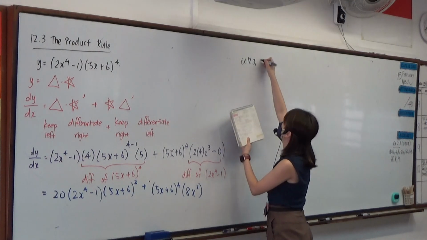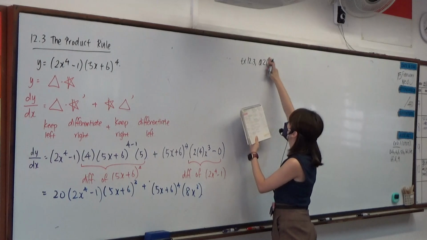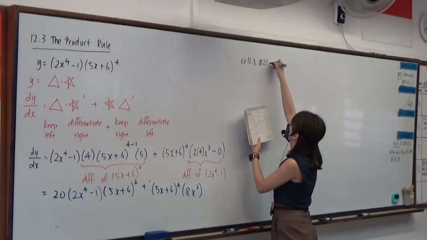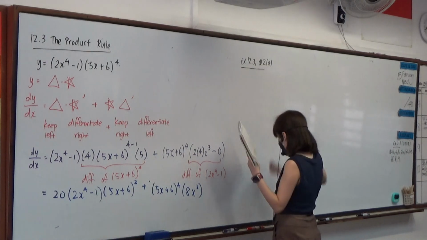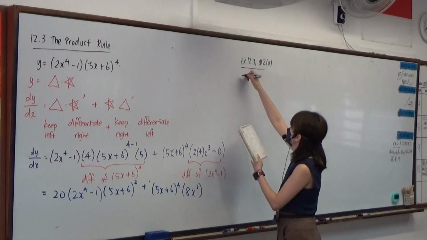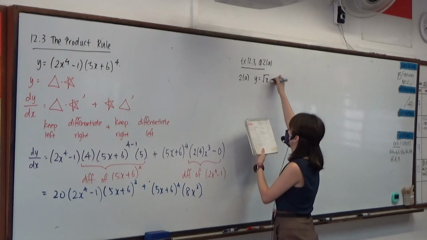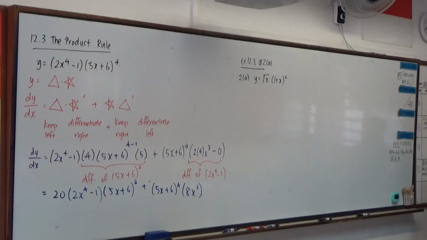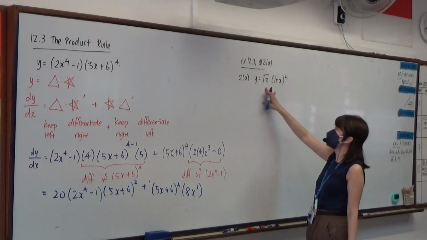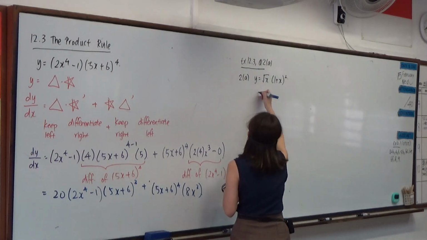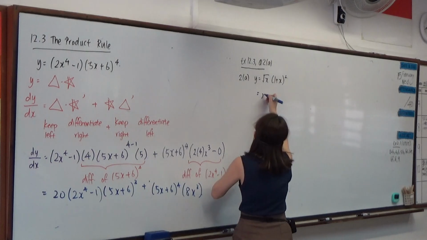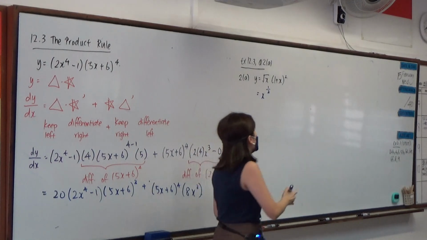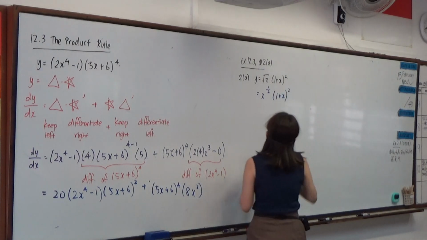So I saw that there was a problem, especially for question 2 of exercise 4.3. Let me just do 2A and 2B, 2E. This was one of the questions we had to do yesterday. Alright, so with y equals the square root of x times 1 plus x to the power of 2, what you first needed to do is re-express the square root of x into power of half, and then times 1 plus x to the power of 2.